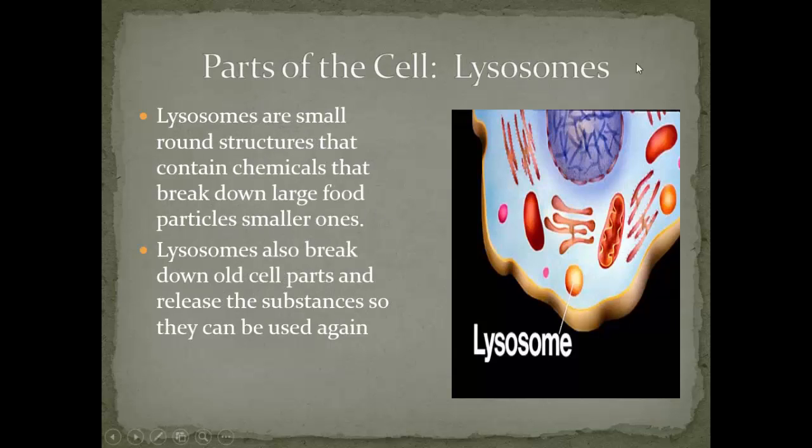Lysosomes. All right, lysosomes are cool. They are small round structures that contain chemicals that break down large food particles to smaller ones. And they also break down old cell parts and release substances that can be used again.